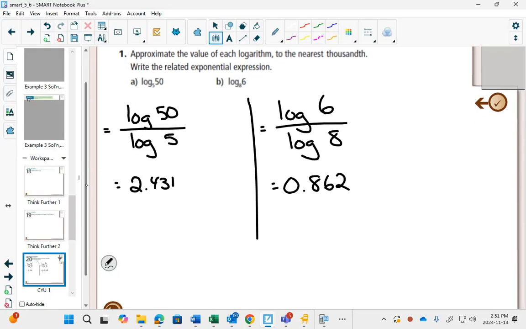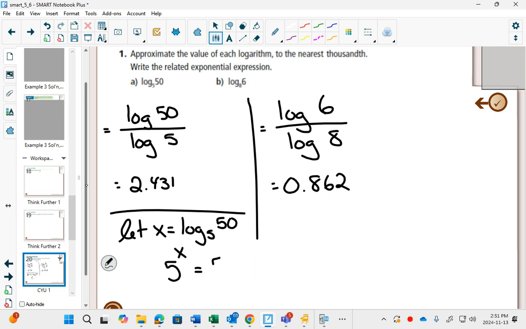Now, the change of base theorem is actually really, really easy to show why it works, and I'm going to do that for you right now. If I let x equal log base 5 of 50, I could change this to exponential form. The base is 5, the exponent is x, is equal to 50.